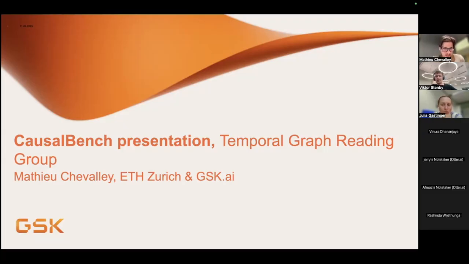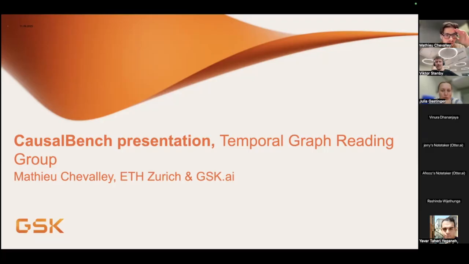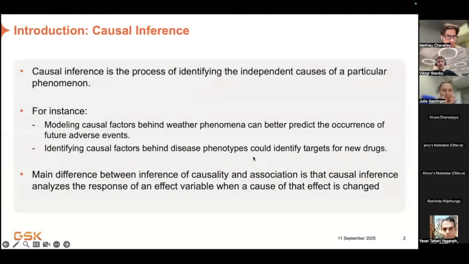Great. Thank you for the introduction. Today I'm going to talk about CausalBench, which is the benchmark for network inference from biological data. But maybe before diving into the benchmark itself, I wanted to give a bit of an introduction about causal inference, in case not everyone is familiar with it.